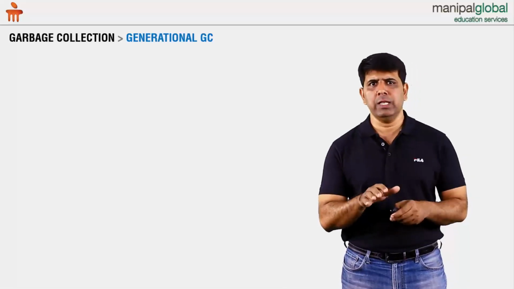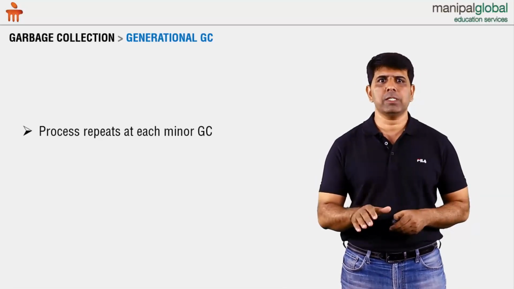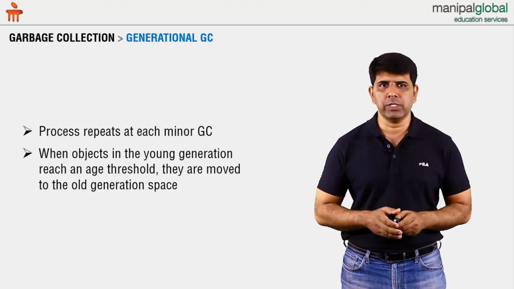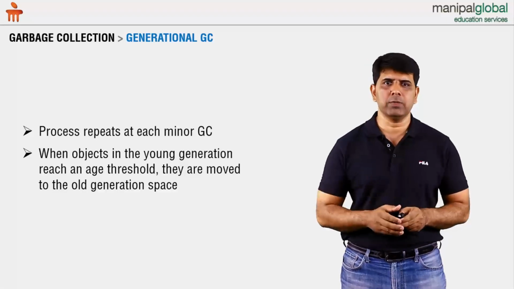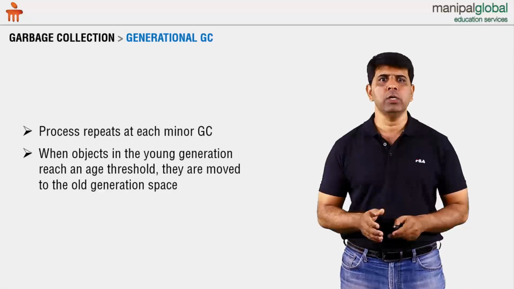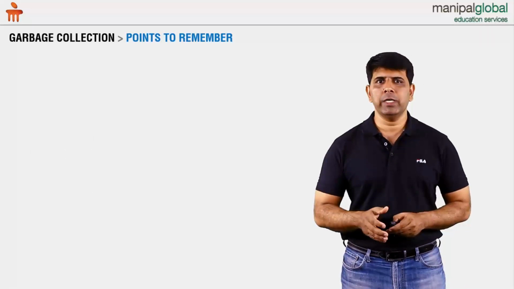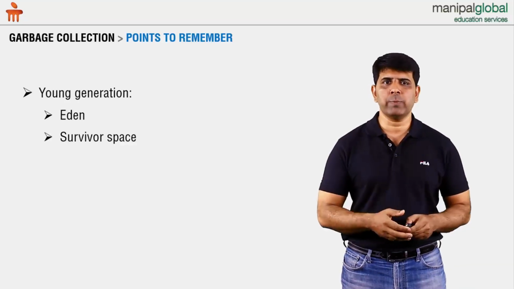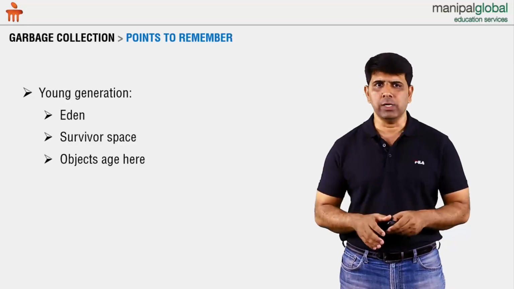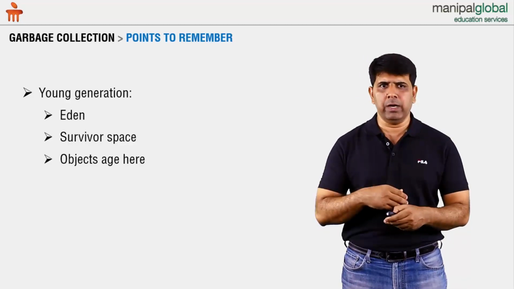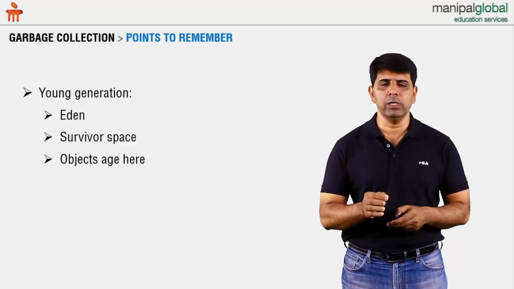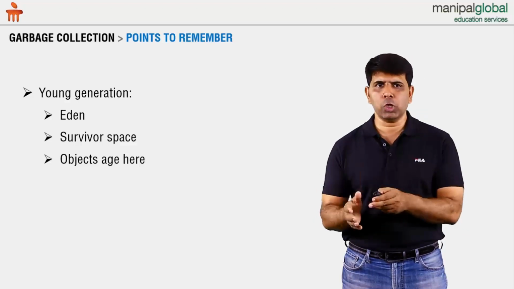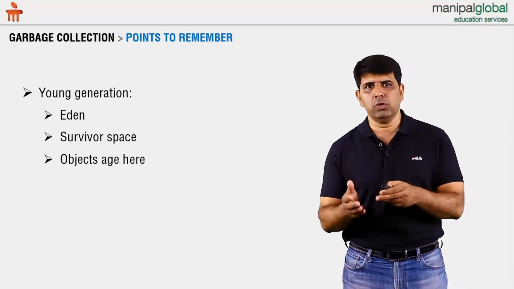So generational GC, let's summarize. Process repeats until each minor GC is executed. Now when objects in the young generation reach an age threshold, in our example it was 8, they are moved or tenured to the old generation space. Some points to remember: young generation is divided into Eden, survivor space and objects age here. That means that every time an object survives a garbage collection, its age is incremented. When its age reaches some threshold, it will be moved to an older generation.